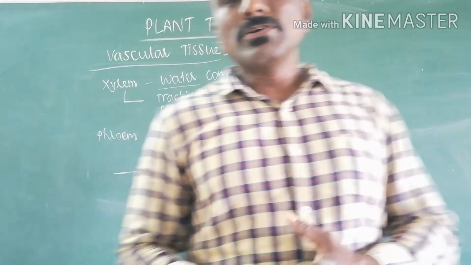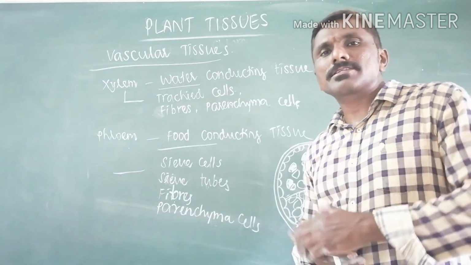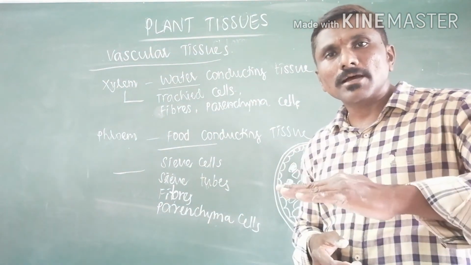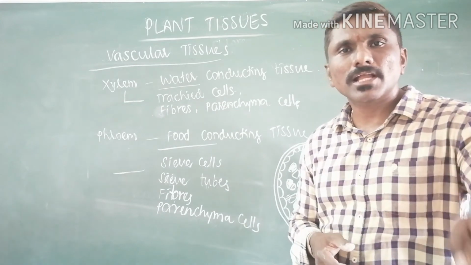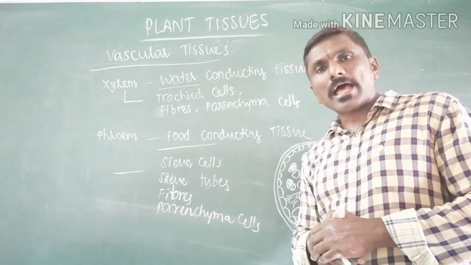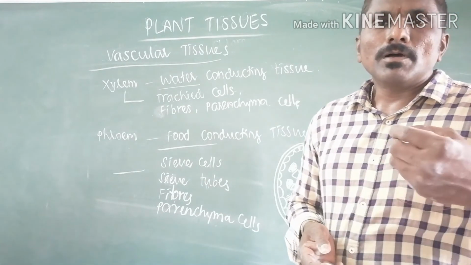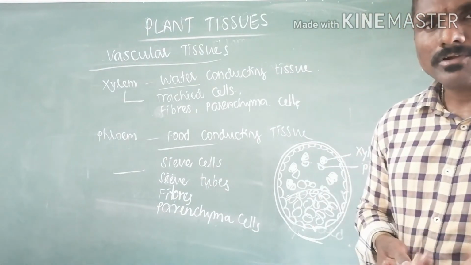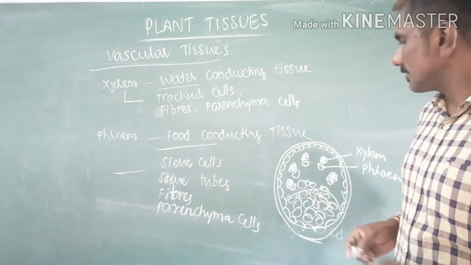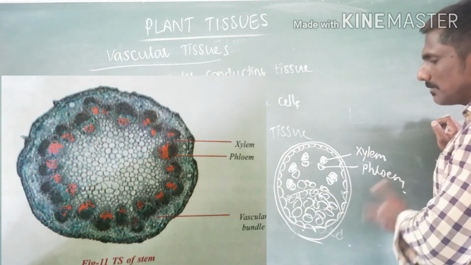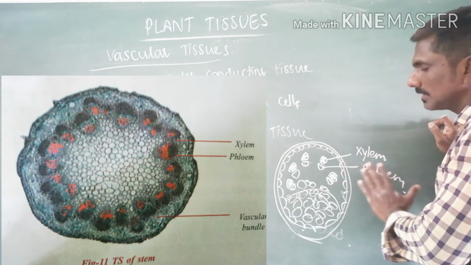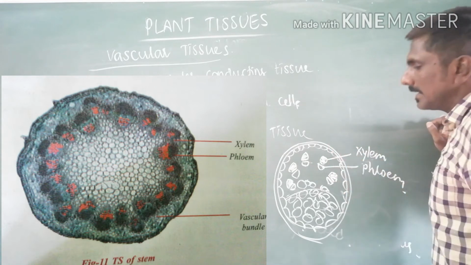Okay, for the observation of vascular tissue, we will do an activity. Take a potted plant and cut up to the shoot level and put it in colored water. After some time, take a section of the shoot, make it a slide and observe it under the microscope. You will get like this here. This is an arrangement of the cells in the shoot or dicot stem.